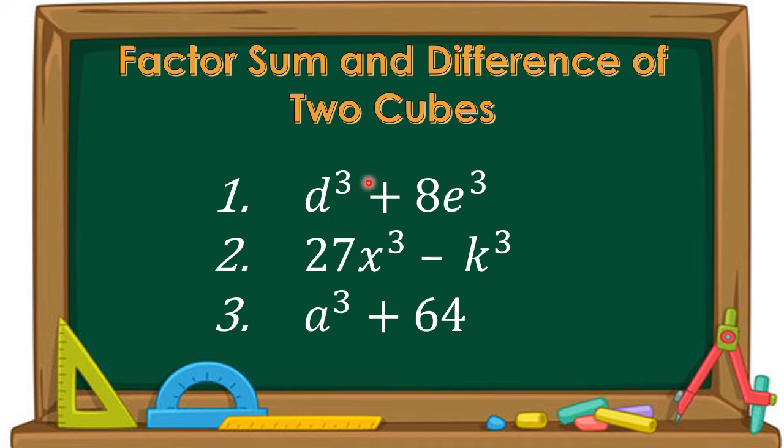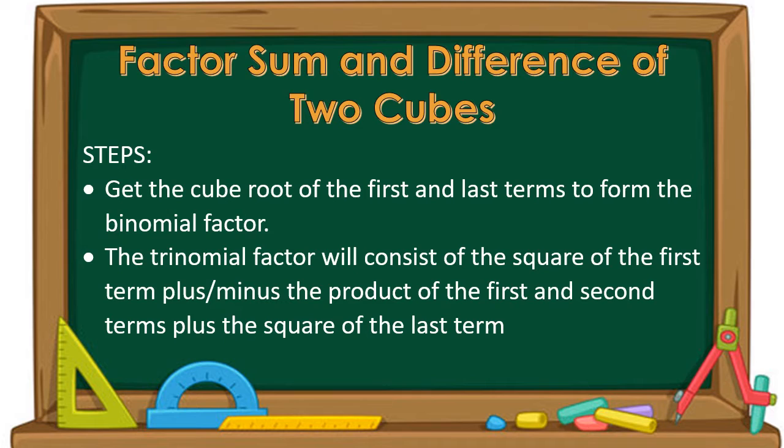cubes. In this case, we can say that d cubed is the same as d times d times d, multiplying it to itself 3 times. Same here. We can also say that e cubed is the same as 2e times 2e times 2e. So same as the others. So here are the steps.